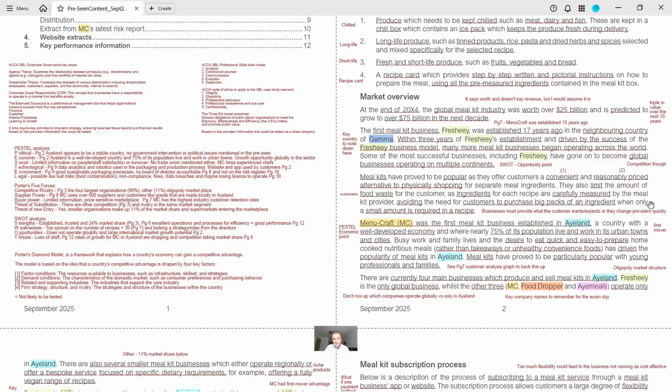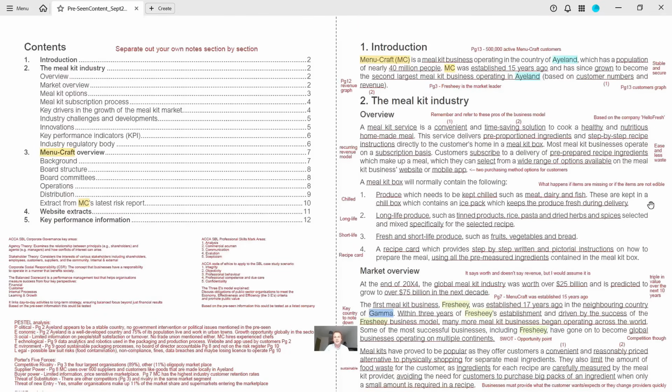So those are some of the key theories before we even get stuck into the pre-seen information that you just need to be aware of.